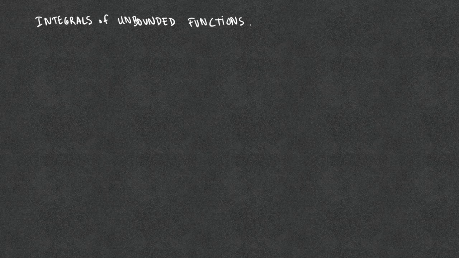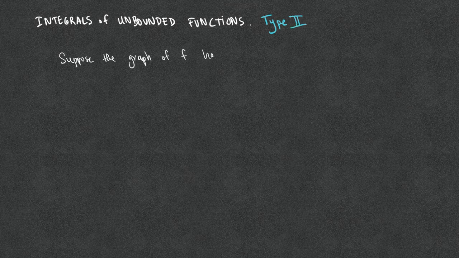Integrals of unbounded functions, not to be confused with unbounded intervals. The integrals of unbounded intervals are type 1, and the integrals of unbounded functions are type 2. So these are the type 2 improper integrals.